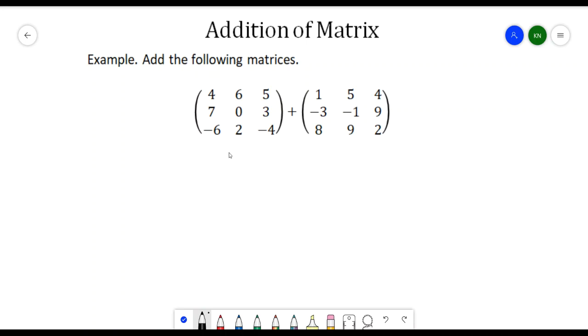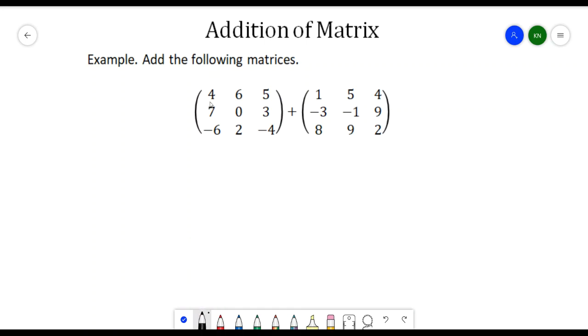For addition of matrix, you cannot add matrices if they have different dimensions. Meaning to say, if you will add a 3 by 3 matrix, you need to add it with another 3 by 3 matrix. The dimensions of the first matrix and the second matrix should be equal or should have the same value.